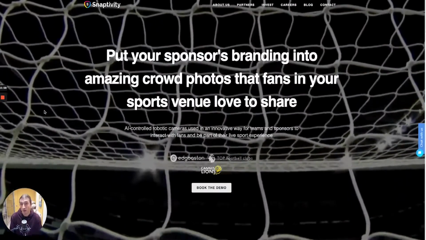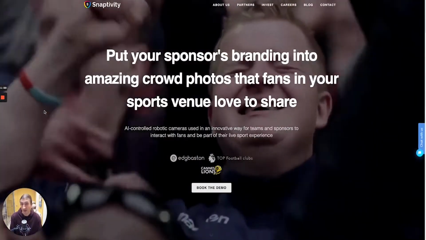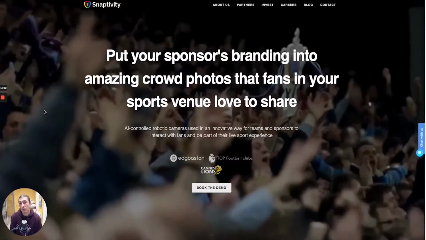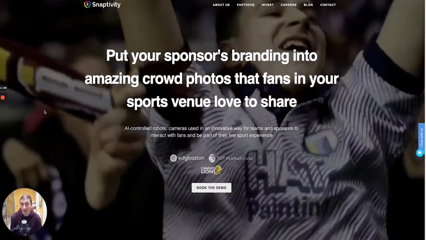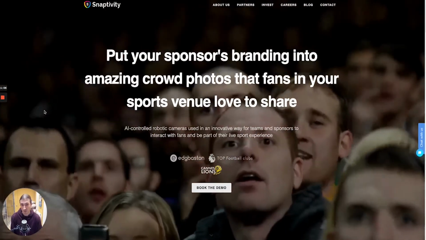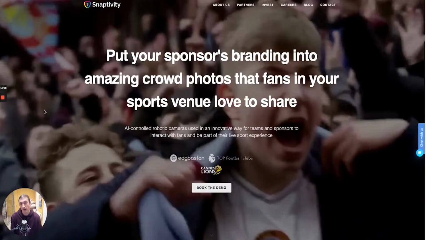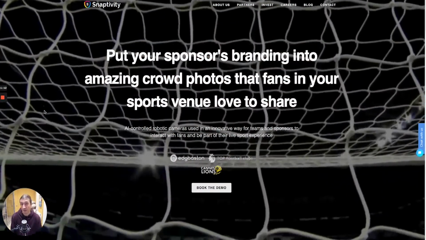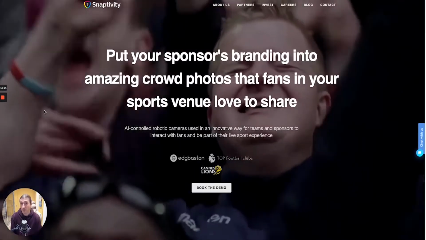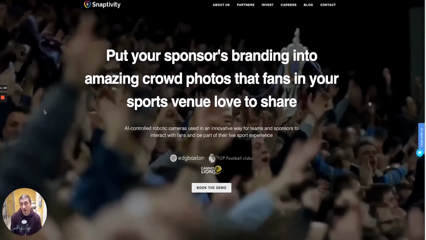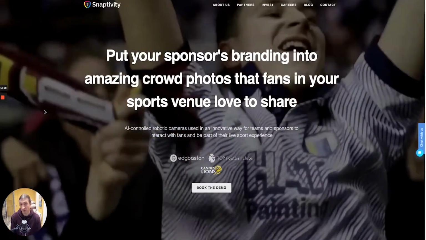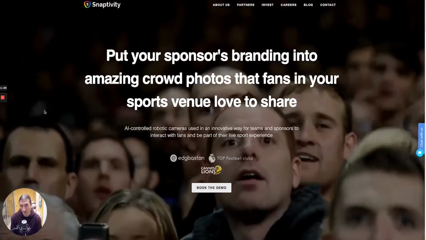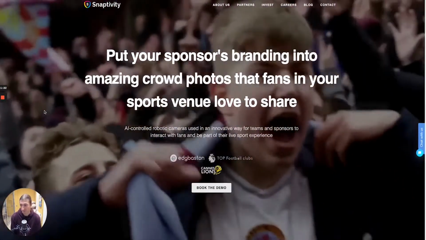Okay, so this is how we could develop this headline even further. Put your sponsor's branding into amazing crowd photos that fans in your sports venue love to share. Now, this is getting closer to a great headline because it's showing how this technology benefits both fans and sponsors, which is something that we know is important to the venues who might use this.